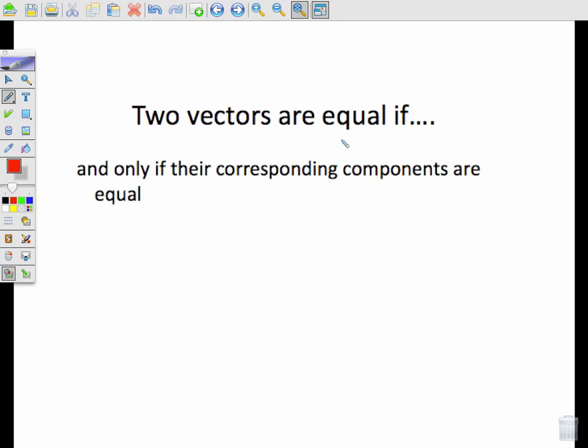The next thing that we're going to look at is comparing two vectors. Two vectors are considered to be equal if and only if their corresponding components are equal. Because if the components are equal, then their magnitude would be equal and they'd have the same direction.